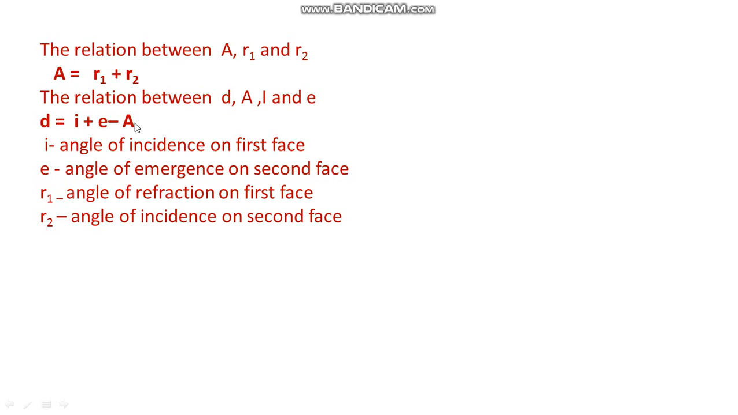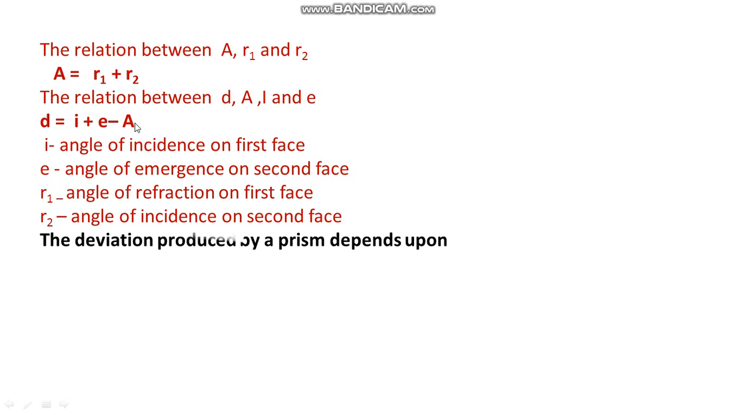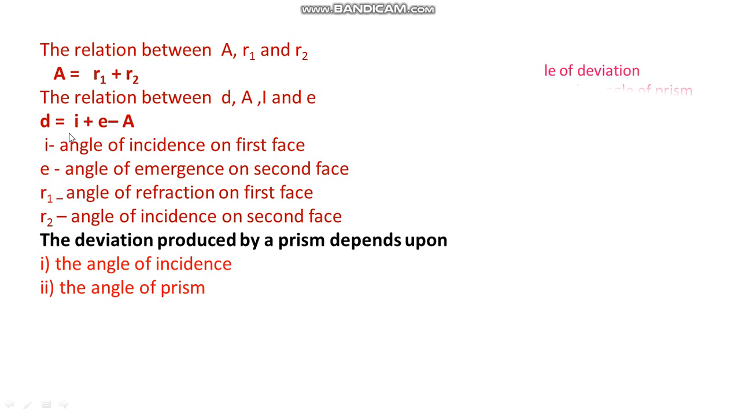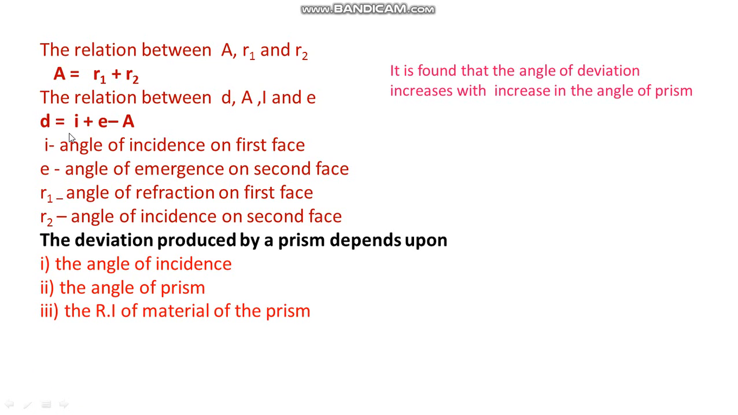Now deviation depends on what factors? The deviation produced by a prism depends first upon the angle of incidence. See in this relation, if i changes, then definitely D also changes. Next, the angle of prism: if the angle of prism increases, then deviation also increases. Next, the refractive index of the material of the prism. It is found that if the refractive index of the material of the prism increases, then deviation also increases.